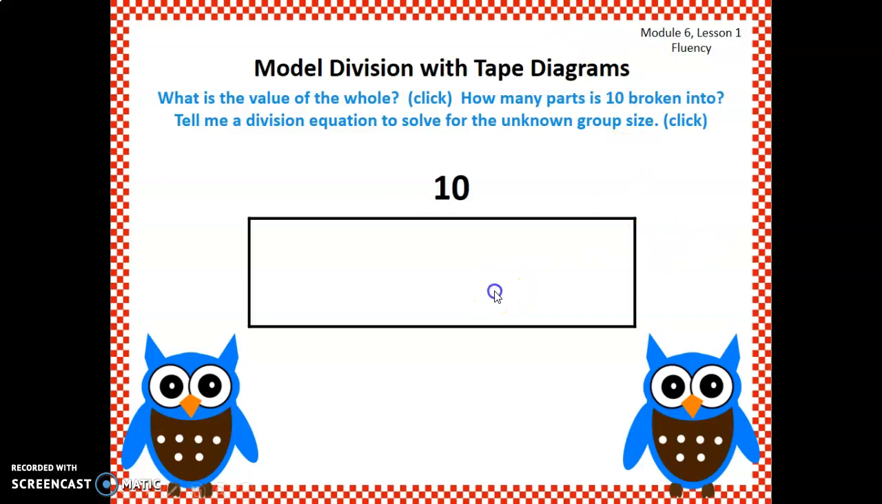Now we have 10 as our whole, and it's broken into 5 equal parts. And we have a division equation we can use to help solve for the unknown group size. 10 is the whole. We'll start with that. 10 divided by, how many groups are there? 1, 2, 3, 4, 5. So 10 divided by 5 equals, let's count by 5 so we get to 10. 5, 10. Oh, that was only 2 again. So 10 divided by 5 equals 2.